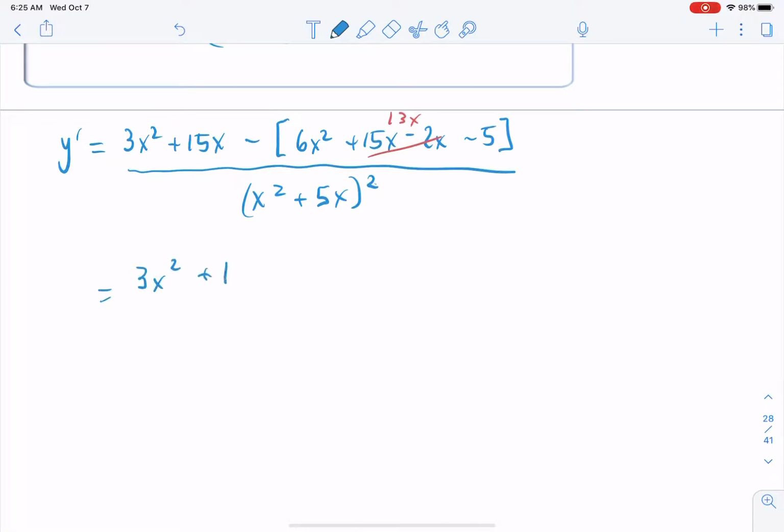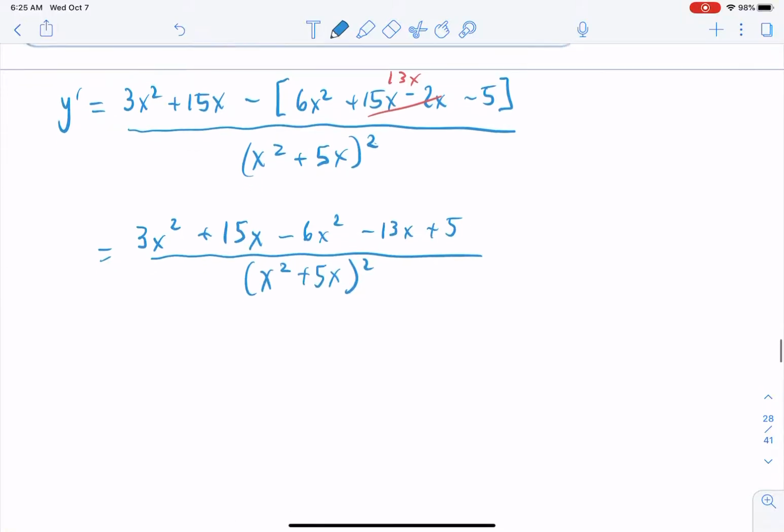Calculus, otherwise known as rewriting stuff, lots. All right, so distribute the negative, so negative x, 6x squared, and then a negative 13x, and then a positive 5 over the stuff that I have to write again, squared.